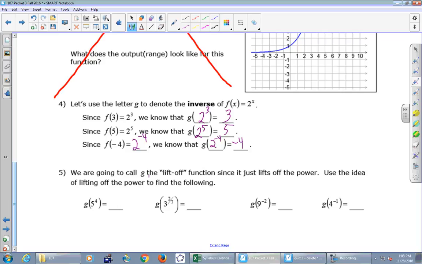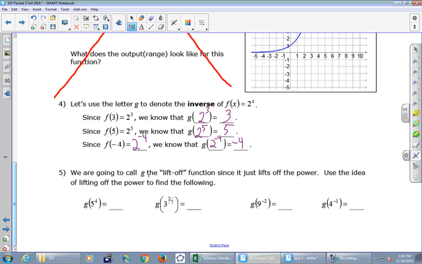Okay, so what we see here is that the g function, again, I don't know what it is, it's just named, but it takes whatever power is up there and it just lifts it off, right? 3 comes to 3, 5 comes to 5, -4 comes to -4. So we're going to call g the liftoff function. It just takes whatever power you have, lifts it off.